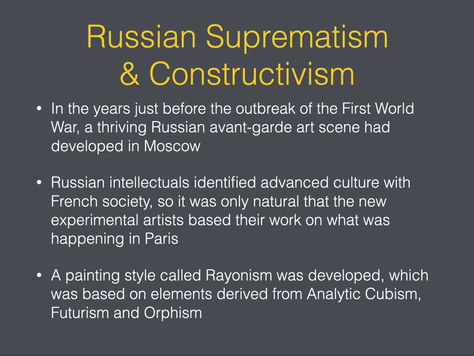In the years just before the outbreak of the First World War, a thriving Russian avant-garde art scene had developed in Moscow. Russian intellectuals identified advanced culture with French society, so it was only natural that the new experimental artists based their work on what was happening in Paris. A painting style called Rayonism was developed, which was based on elements derived from analytic cubism, futurism, and a new ism called Orphism.